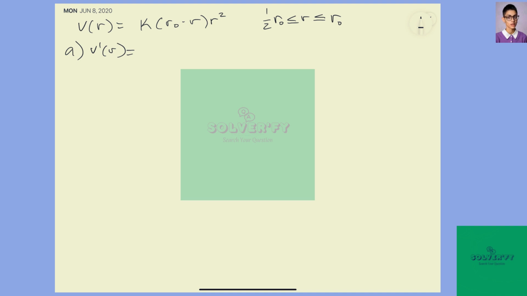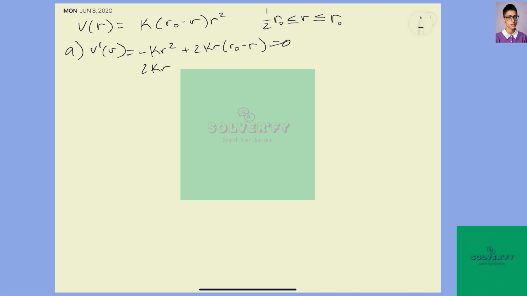That's going to be equal to, so we need to use the chain rule here. If we differentiate r0 minus r, we're going to get negative k r squared, because r0 minus r is just going to differentiate to -1, right? And then we're going to have plus 2k r (r0 minus r). That's going to be equal to 0.